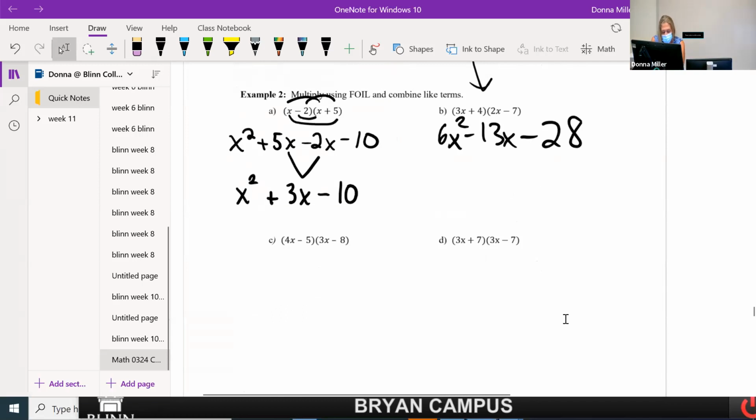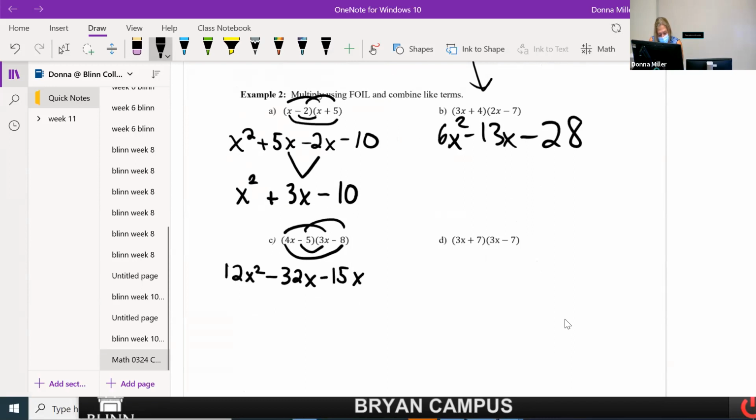Let me pull this up. All right, so let's do this one first. First would be 12x squared. Outside would be times 4 is negative 32x. Inside, 3 times 5, negative 15x. And last, negative 5 times negative 8 is positive 40, right? Negative times negative is positive. Combine the like terms. Negative 32 and 15, negative 47. You got it.